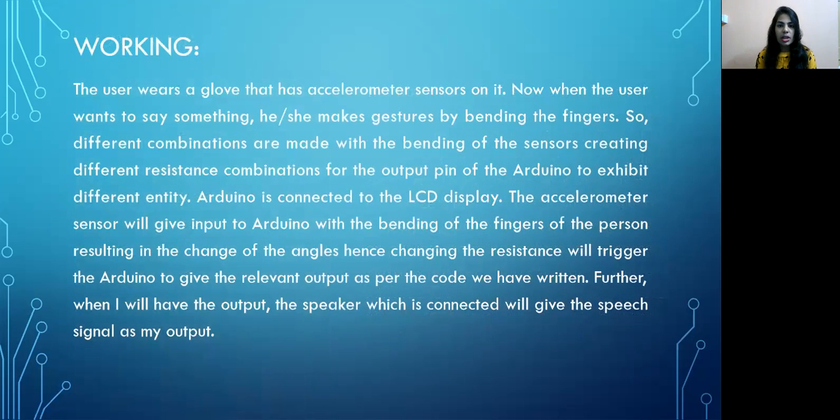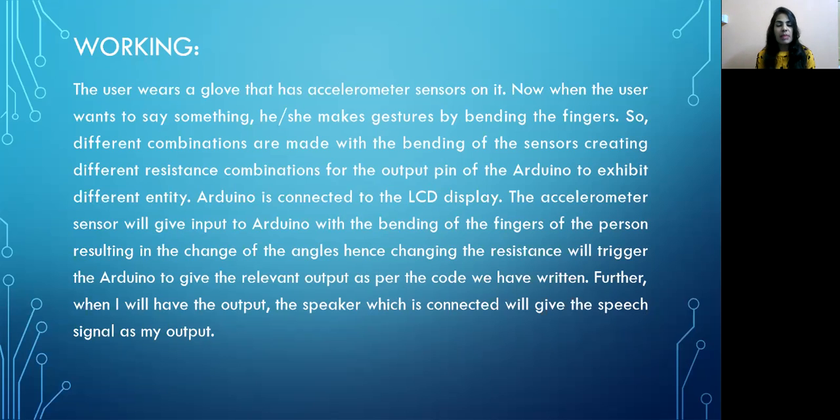Coming over to the working of the proposed system, the working of the proposed system is very simple and user friendly. First, the user is required to wear the hand glove, which is attached with the accelerometer sensor on it. Now, when a user wants to convey a message or wants to communicate, she needs to make gestures by bending the fingers. The accelerometer sensors attached over them recognize these gestures as they are three-axis sensors and detect even the slight bending of the fingers.